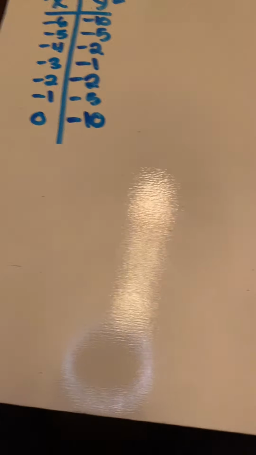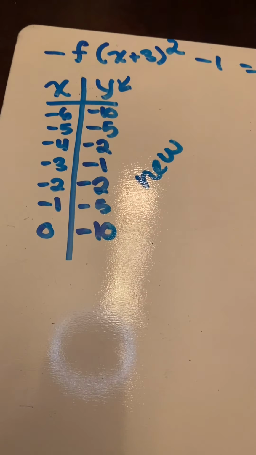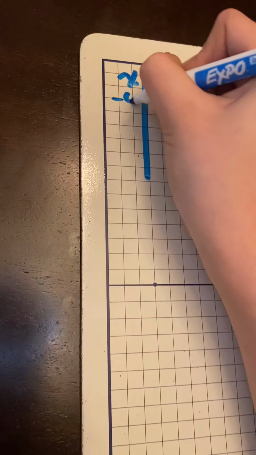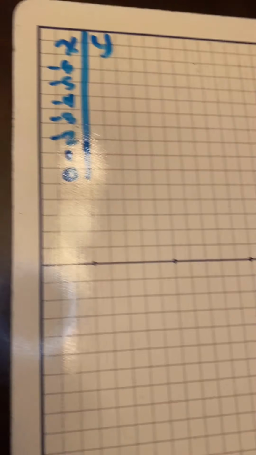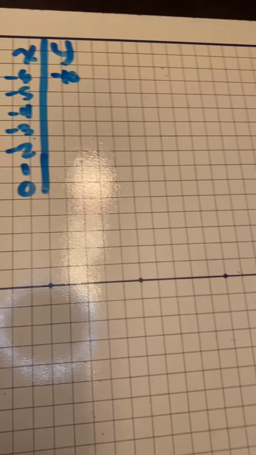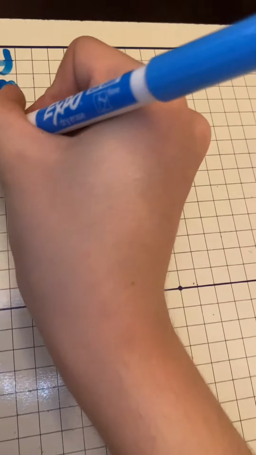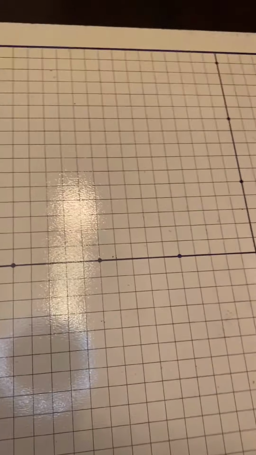So let's switch it to the other side. So we know that these will be your new coordinates, right? So let's write our new coordinates around here. So we can do x, y. So your new x values were -6, -5, -4, -3, -2, -1, and 0. And they gave us -10, -5, -2, -1, -2, -5, -10.